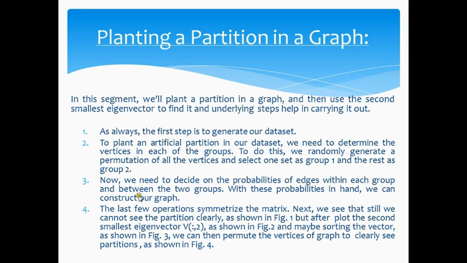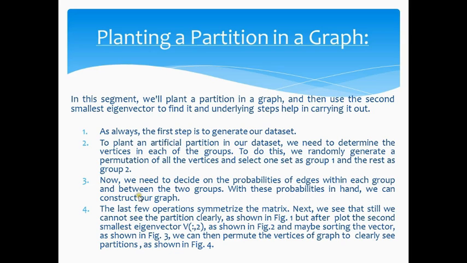Then the second step is to plant an artificial partition in our dataset. So we need to determine the number of vertices in each of the groups. To do this, we randomly generate a permutation of all the vertices and select one set as group 1 and the rest as group 2. Now next we need to decide the probabilities of edges within each group and between the two groups. Because we are planting a partition, the probabilities of edges between the groups should be much lower than the probabilities of edges within each group.